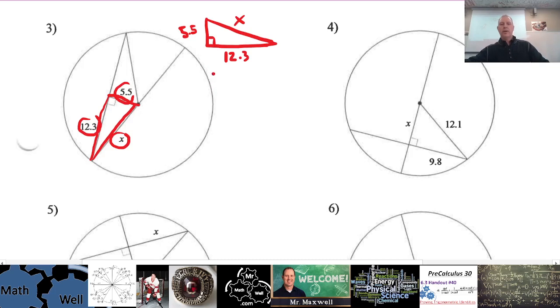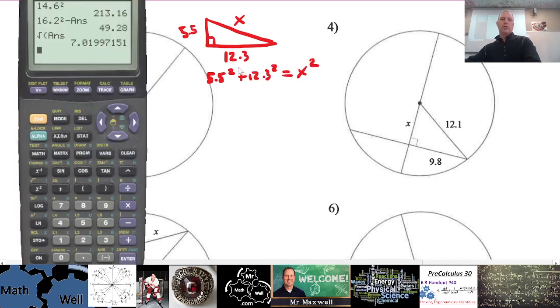5.5 and 12.3. Very good. So 5.5 squared plus 12.3 squared equals x squared. Awesome. There's not a lot of rearranging I have to do to get x by itself, right? This is kind of an easier one.